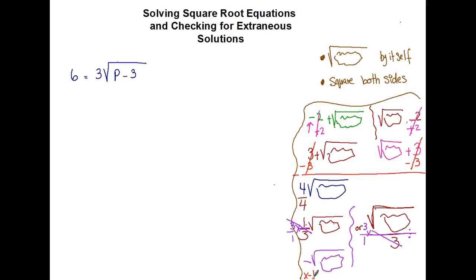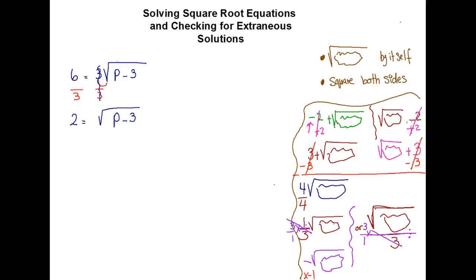So looking back at our original problem, I can see that the relationship between the root and the 3 is multiplication. So the inverse of multiplication is division. So again, I'll divide by 3. What I do to the right, I have to do to the left. 6 divided by 3 is 2. Again, why did I do that? To eliminate the 3. No thinking needed. Eliminate the 3. This is equal to the square root of p minus 3.